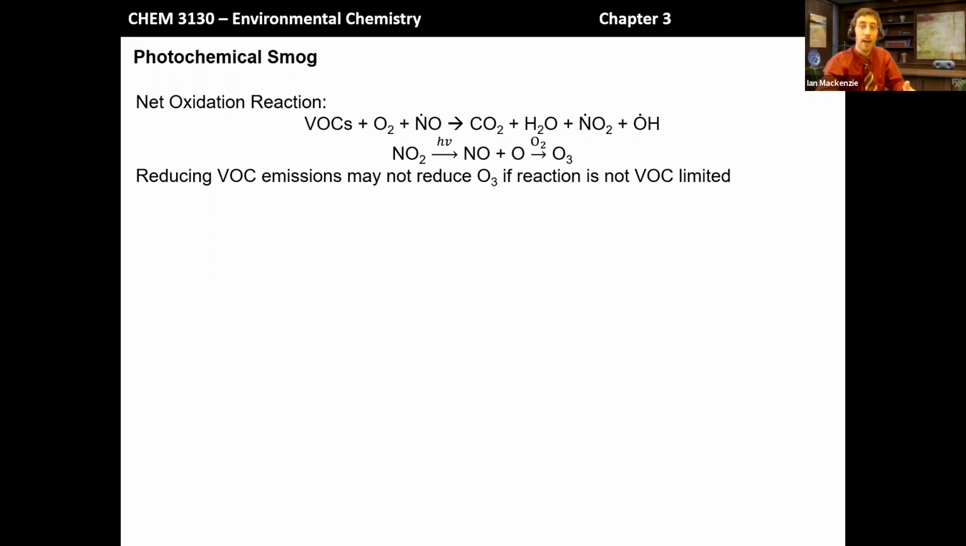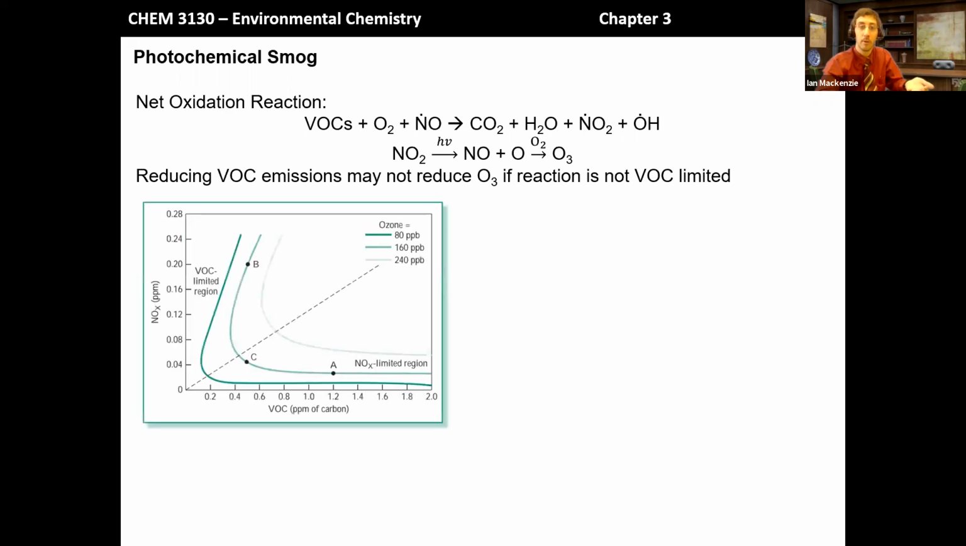There's a nice graph in your text that illustrates this process. So we've got two possible regions, and both of these occur in different cities. In some cities, you might have VOC limited. In others, such as Mexico City, it's primarily NOx limited, which is primarily just the overall concentration of nitric oxide and NO2. And we've got these two regions: the NOx limited region and the VOC limited region. Let's go through what each of those mean.